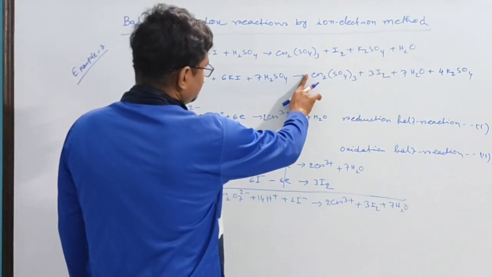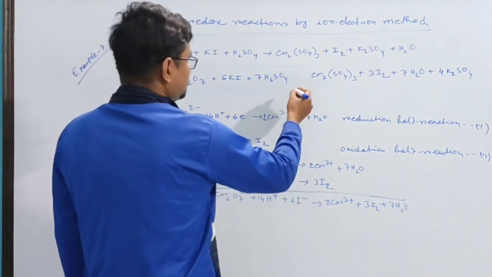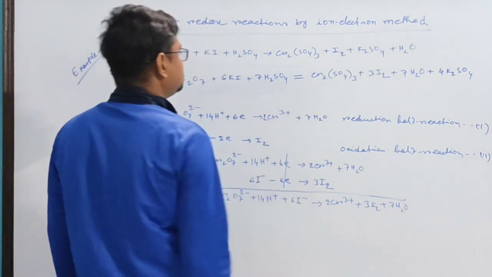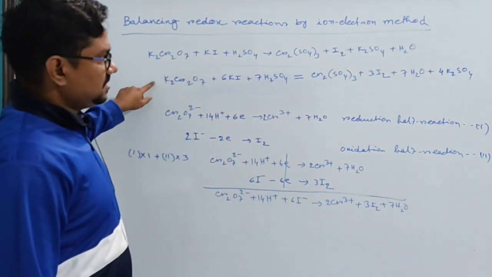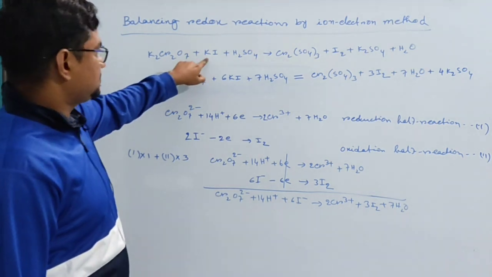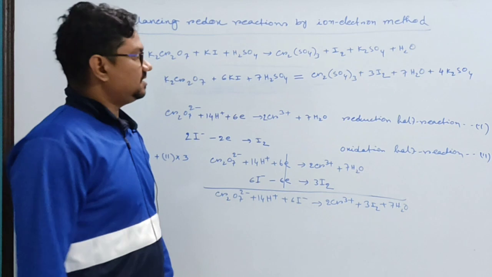When everything is balanced and you are satisfied, you just remove the arrow sign and place the equal sign. So this is the balanced redox reaction of the given reaction, that is the reaction between potassium dichromate and KI in sulfuric acid medium.